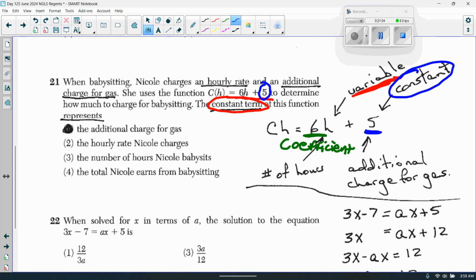So let's go back to the question. It says she charges an hourly rate. Anytime you see that "ly", hourly, or per hour, or each hour, or every hour, they're talking about what's next to the H. So 6 is the hourly rate, but that doesn't tell me what the 5 is. So 5 must be the additional. That's why they use a plus. The additional charge for gas. And that must be what the $5 is, somehow we're paying this babysitter for the gas.